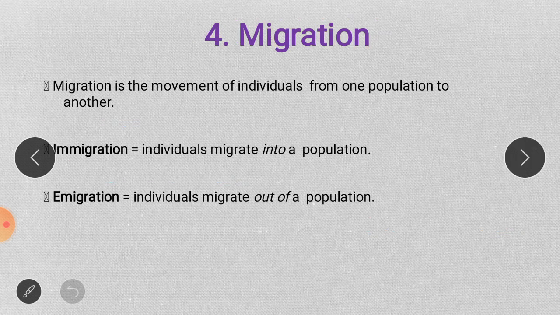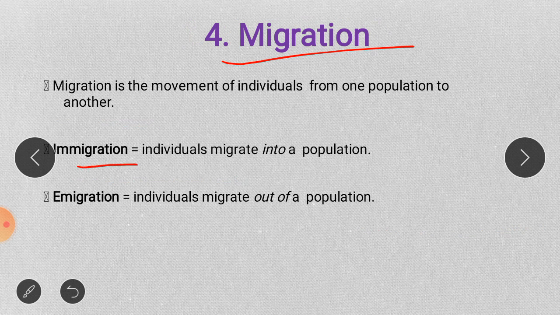Okay. Then the fourth factor is migration. So migration is a movement of individuals from one population to another population, or from a population into a different population. Okay. So there are two types of migration: immigration and emigration.